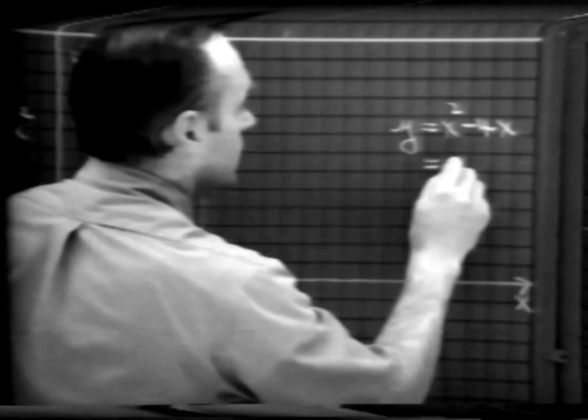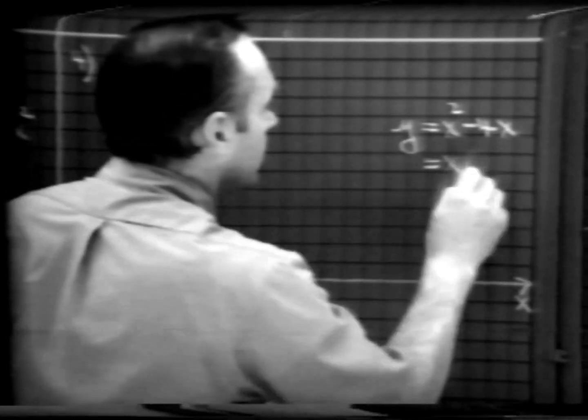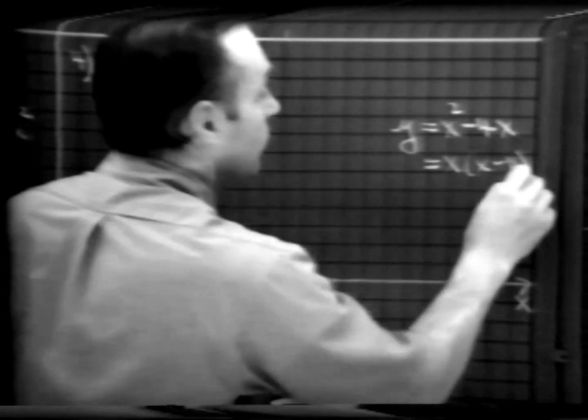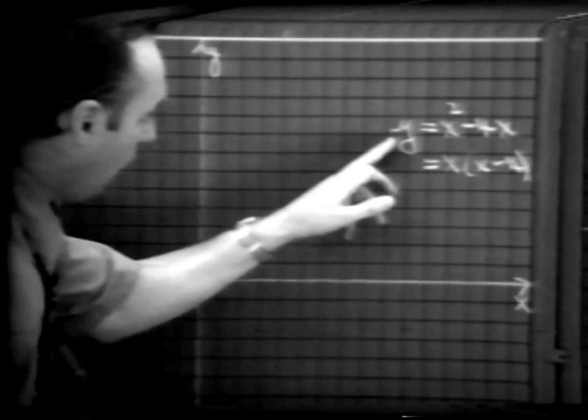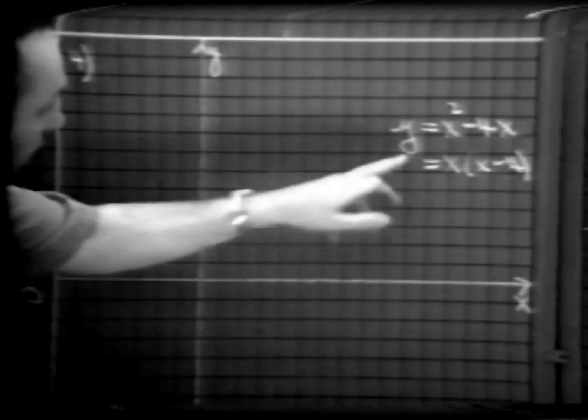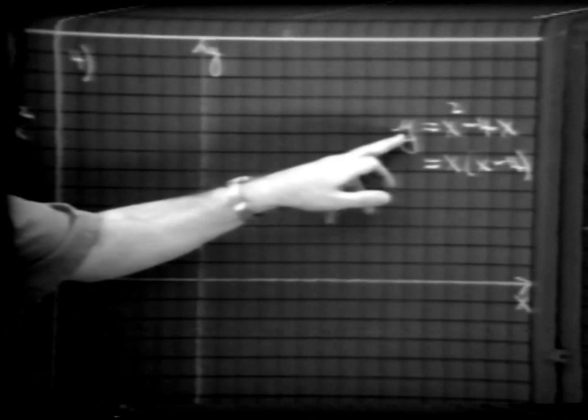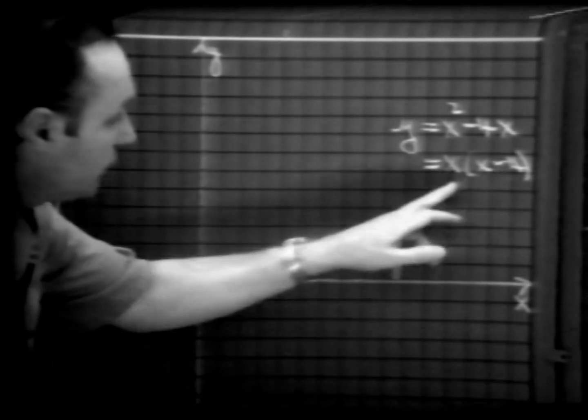Now, let's see how we can look at this. Suppose I set it equal to, and let's factor out that number x and think of it as x times x minus 4, okay? Now, y is our ordinate value. That's the height above the x-axis. And when y is 0, is that right? When y is 0, what then can we say about x?